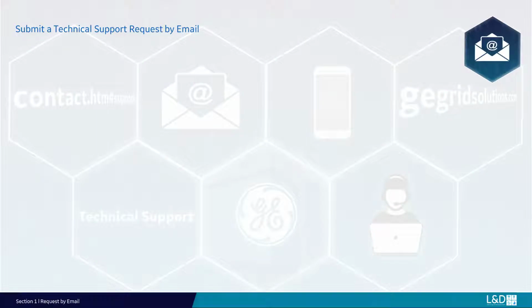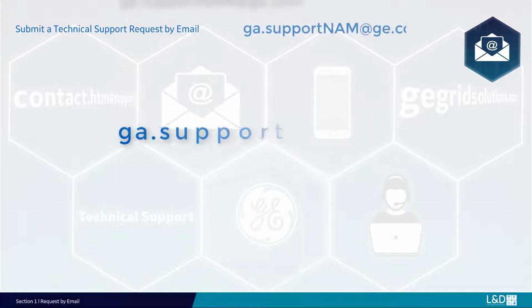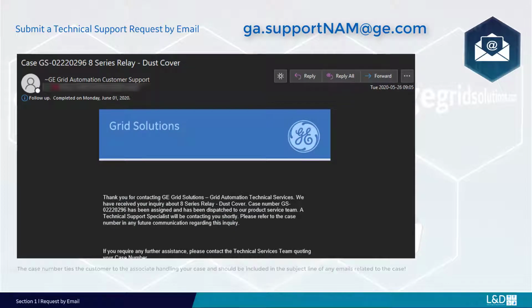To submit a technical support request by email, the correct email address is ga.support@ge.com. NAM, of course, stands for North American Market. This email address can also be referenced via our website, which we'll cover in the following sections. When you send an email to this address, a case is automatically created for you, and the reference number is emailed back to you, as you can see in the image shown.